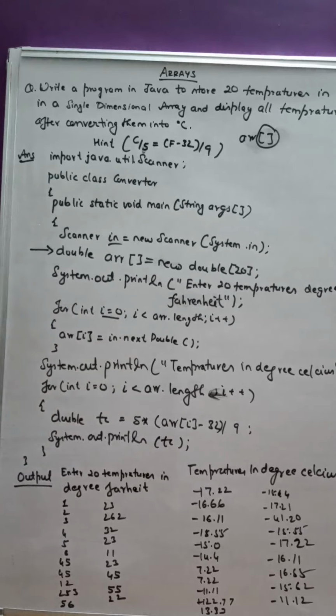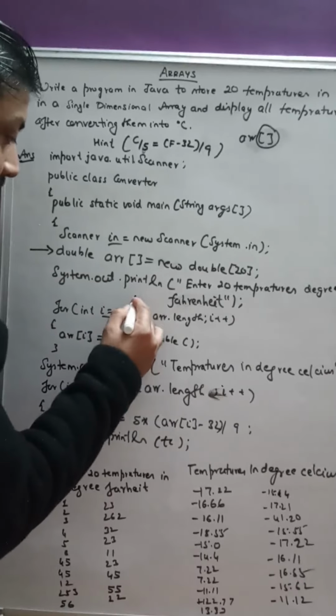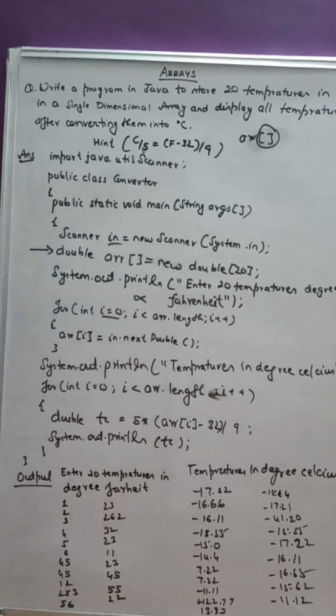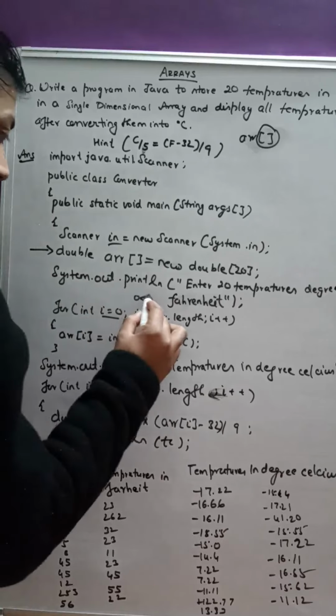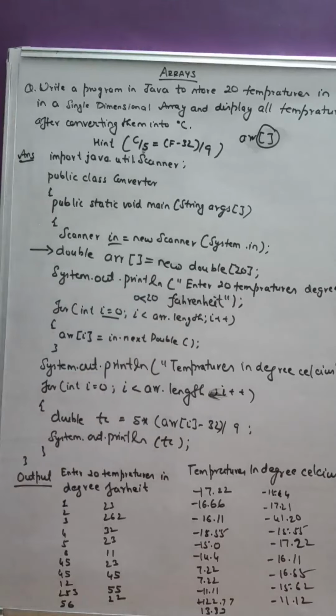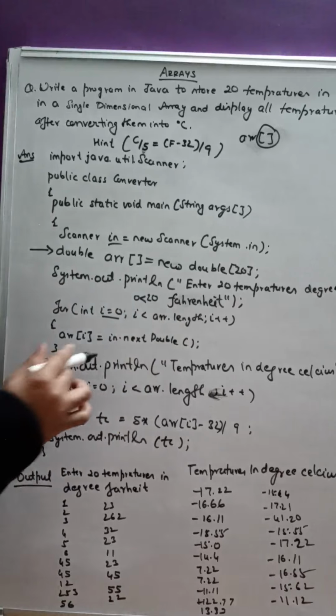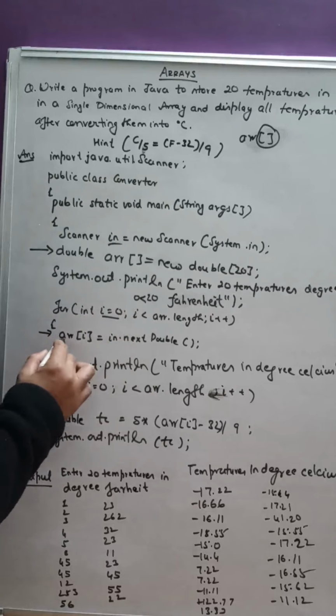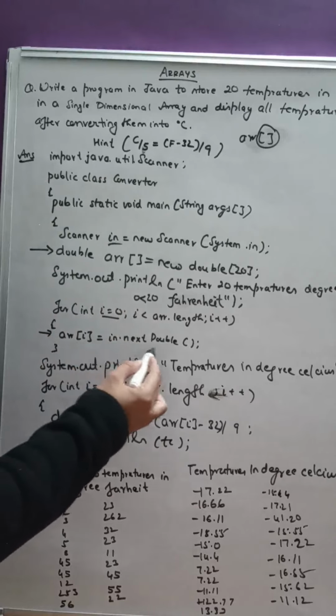And now we are checking the condition for i = 0, that is, i less than arr.length, and 20 elements are there, so less than 20 it will run. This condition will be true the very first time the loop is running. So the condition is true, so you will get inside this and arr[0] = in.nextDouble().